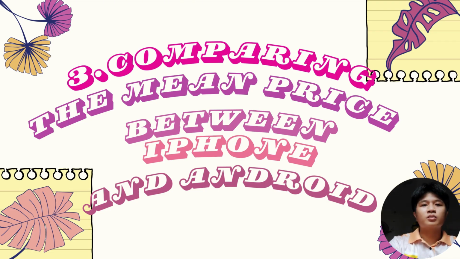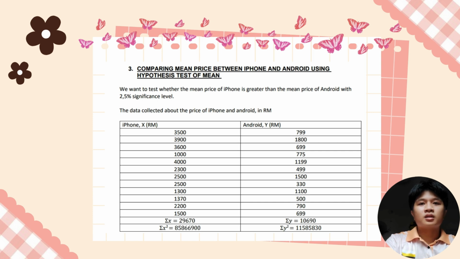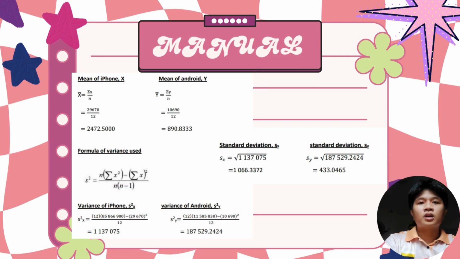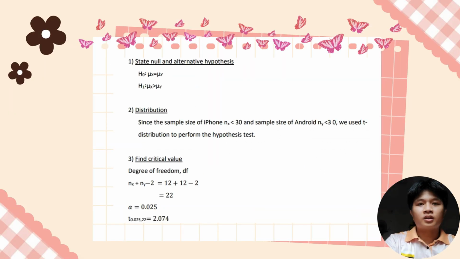Next, we're comparing the mean price between iPhone and Android. We want to test whether the mean price of iPhone is greater than the mean price of Android at the 2.5% significance level. First, we calculate the required information such as mean, variance, and standard deviation. After that, we use 5 steps to do the hypothesis test of mean. First, we state the null and alternative hypothesis. Second, we choose the t distribution because the sample size of iPhone and the sample size of Android are less than 30.